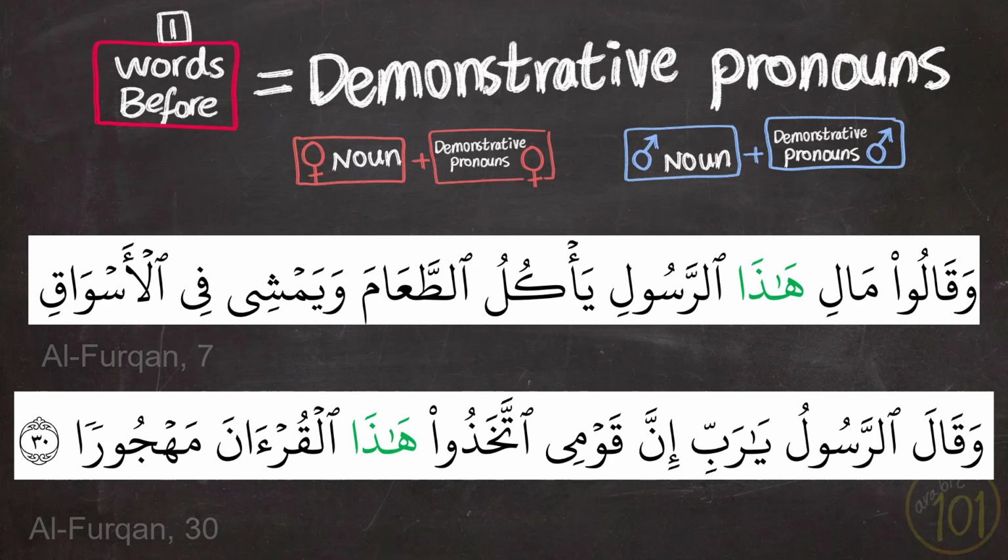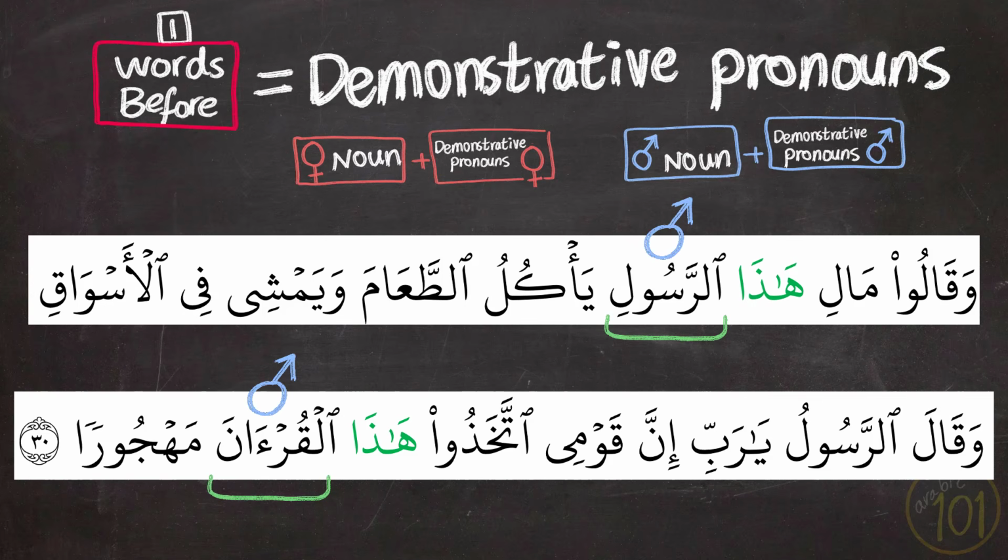As you can see in both of these examples, the words الرسول and القرآن are masculine nouns because they do not belong to any of the three categories we talked about. And because both of these words are masculine, we could easily recognize the word هذا, which is the masculine demonstrative pronoun in Arabic.